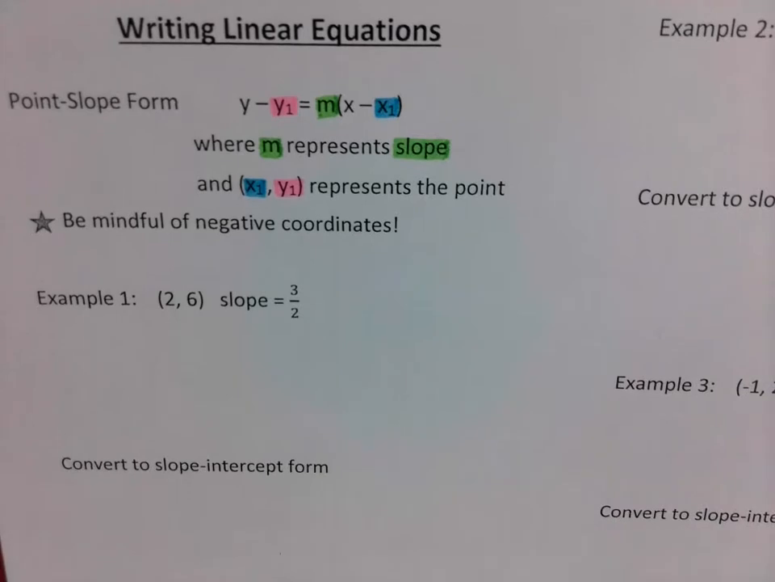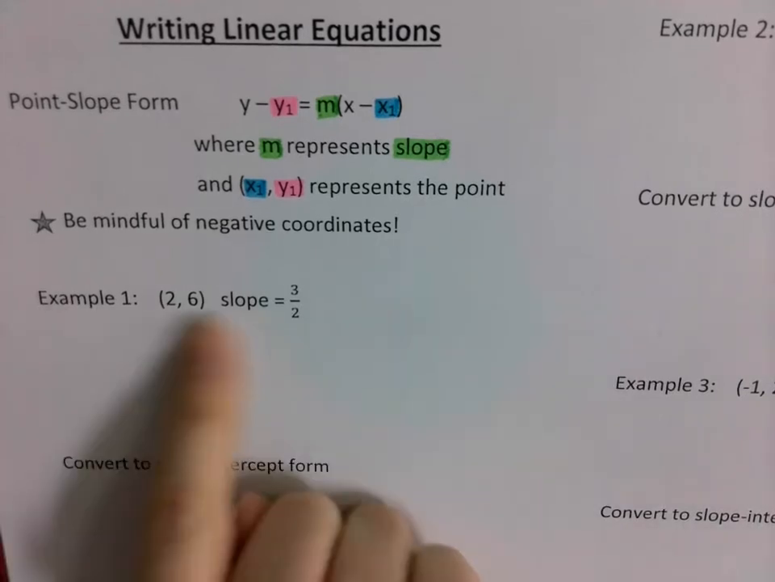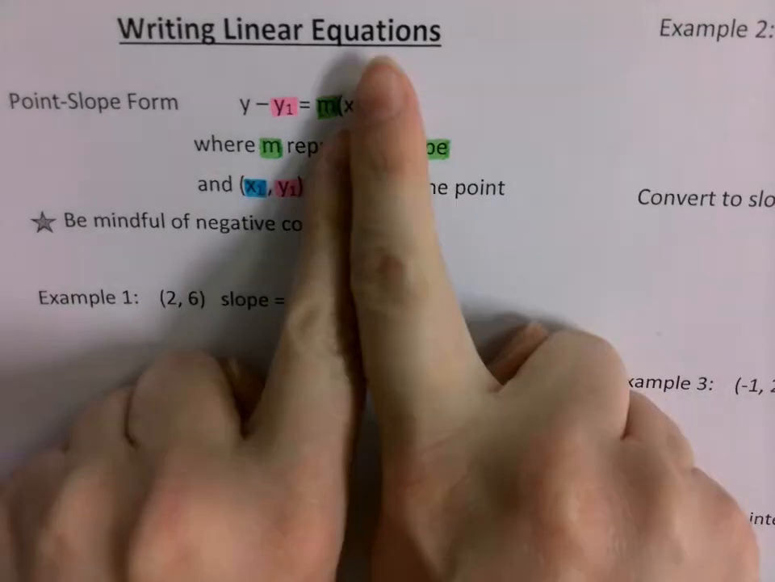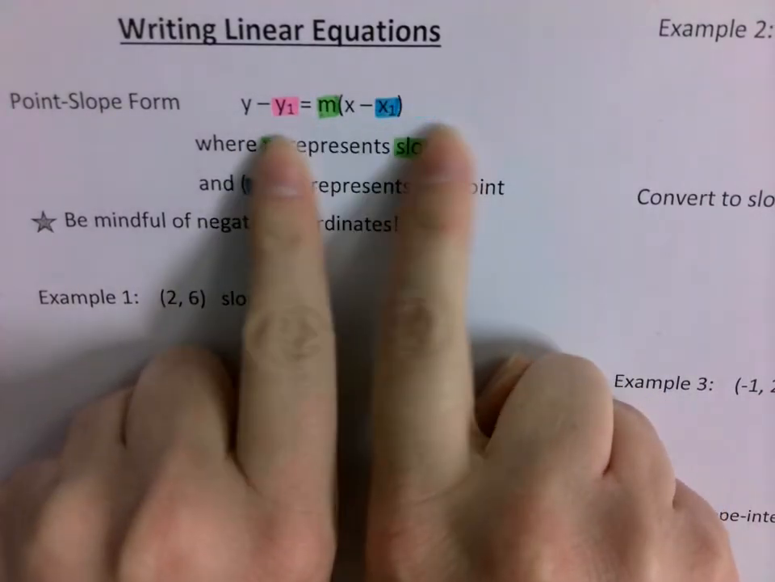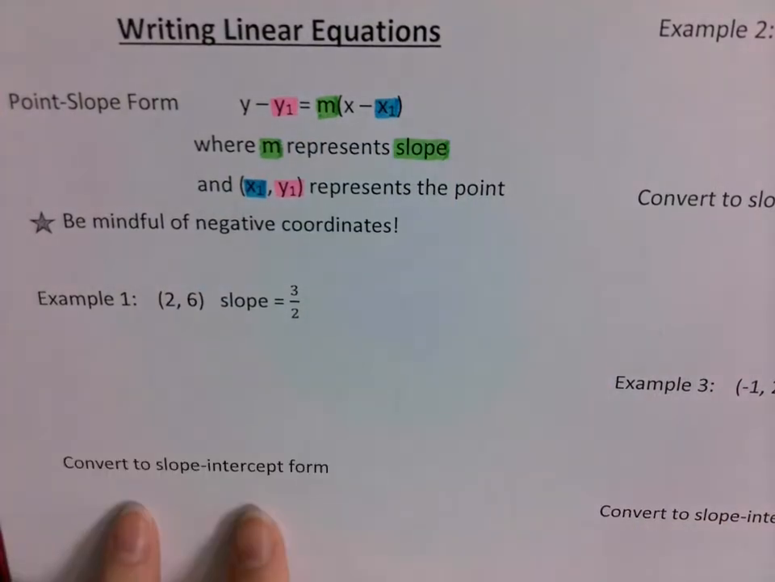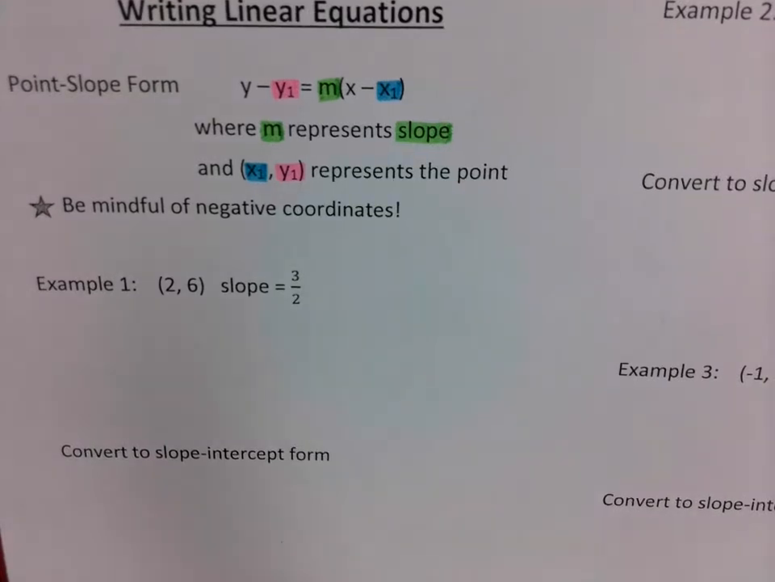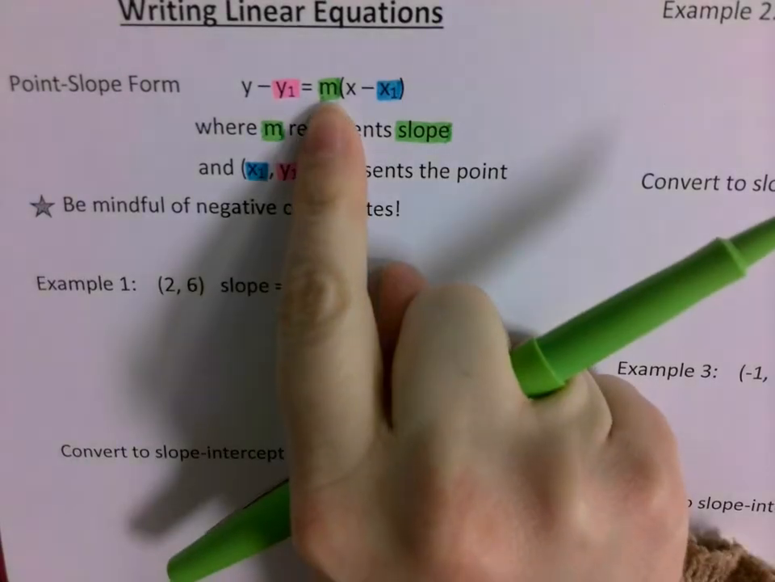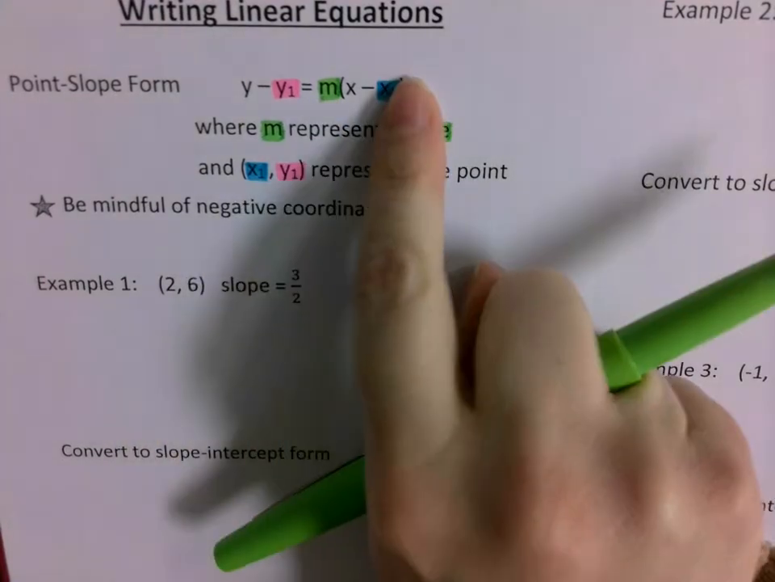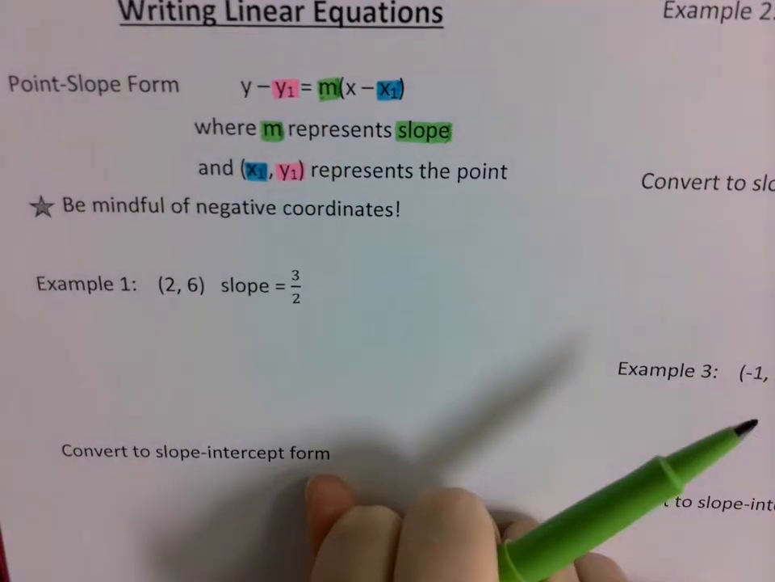So let's go ahead. We're first going to start off with an example where we're given a point and the slope. We're going to place it into our point slope formula and simplify it. And then we're going to convert that into slope intercept form. Okay, so the first thing I need to do is identify my components. I have three things that are going to get replaced: the letter m, x1, and y1. So I want to identify what those values are.